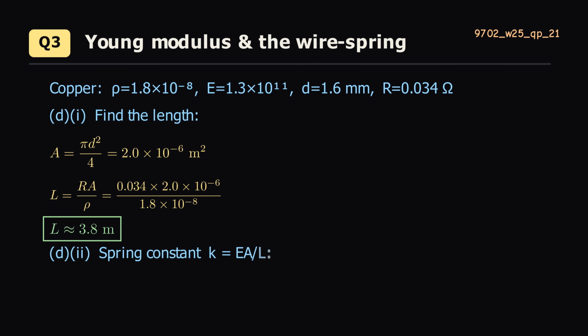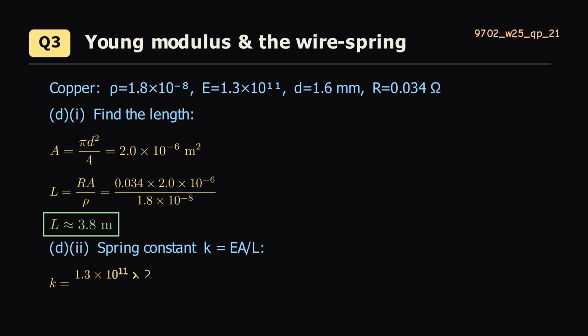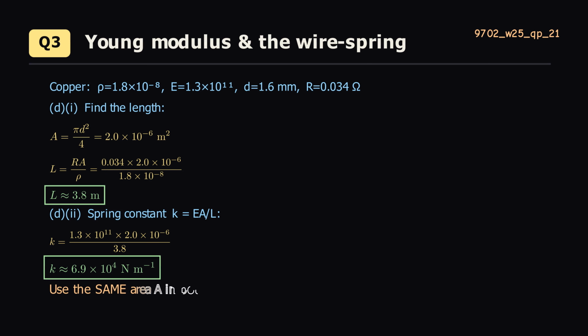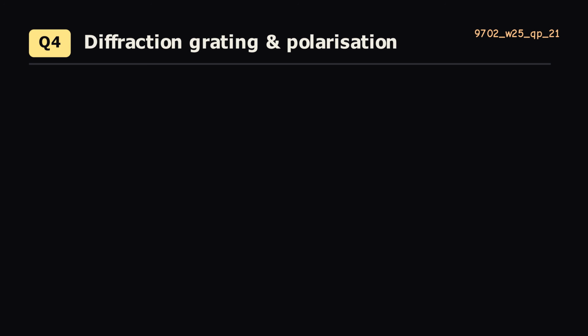Part D. Part 2. Spring constant k equals EA over L, about 6.9 times 10 to the 4 newtons per meter. Use the same cross-sectional area A in both R equals rho L over A and k equals EA over L. Paper 9702, October-November 2025, Question Paper 21. Question 4. Diffraction, grating and polarisation.